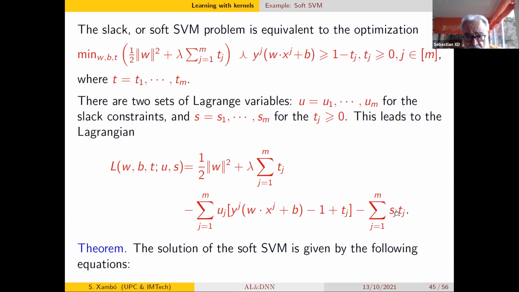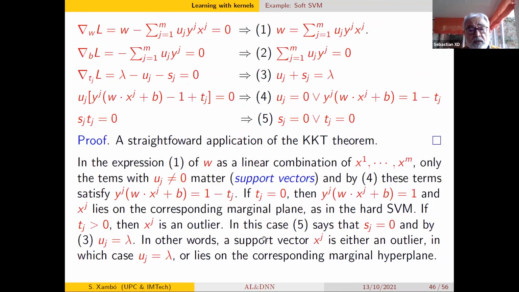So I put sj here from affecting every tj. Now the solution of the soft support vector machine is given by the following equations, which is just applying the Kernel theorem. The gradient with respect to W of L has to be 0. What do you get? It's like before. You get this expression.